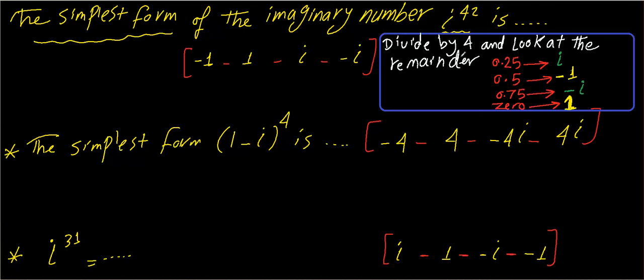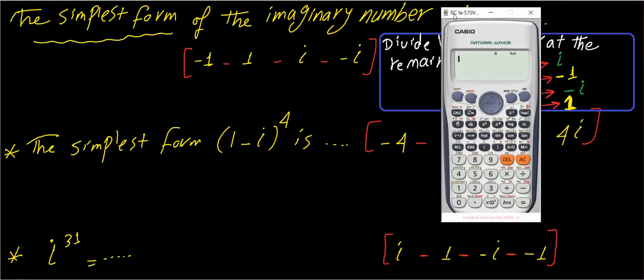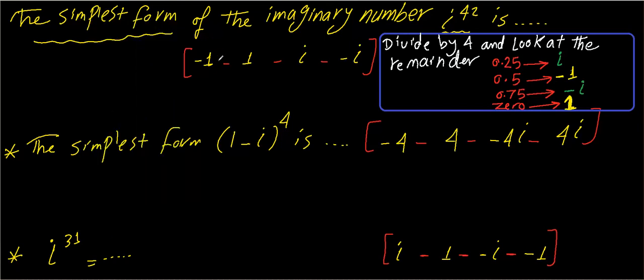Let's start with the first one, the simplest form of the imaginary number I power 42. We can divide 42 by 4. 42 divided by 4 equals, in decimal form, 10.5. Look here at the remainder 0.5. If the remainder is 0.5, it will be negative 1. So the first one is negative 1.